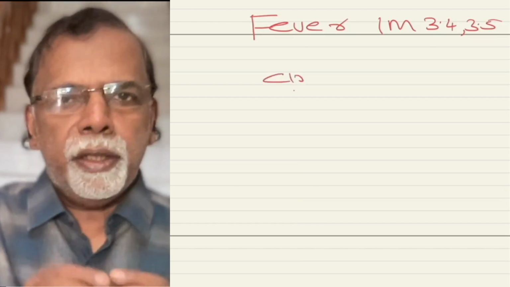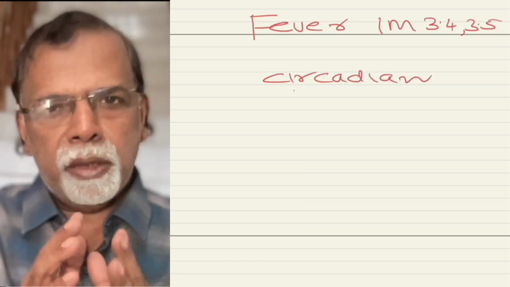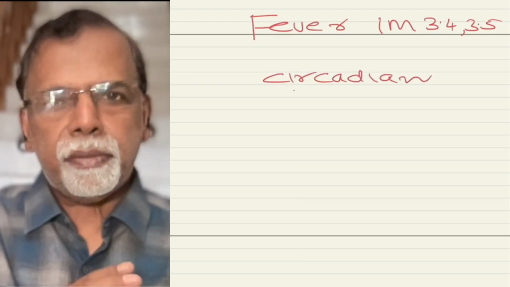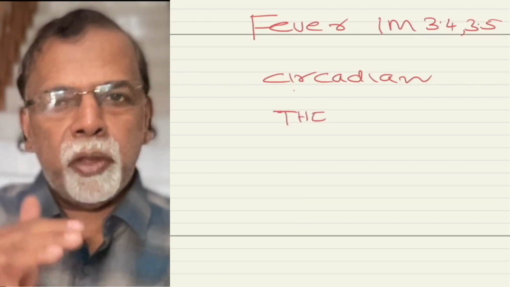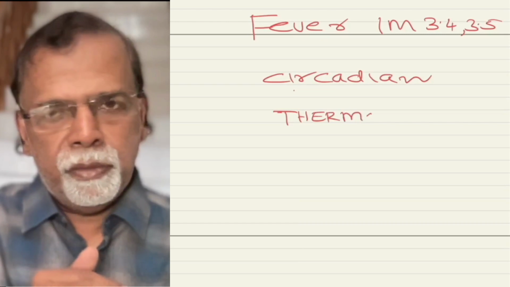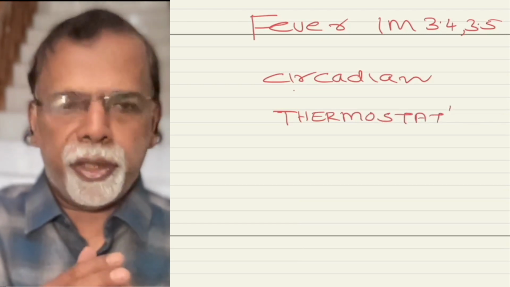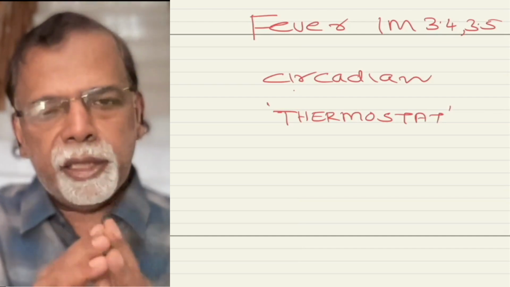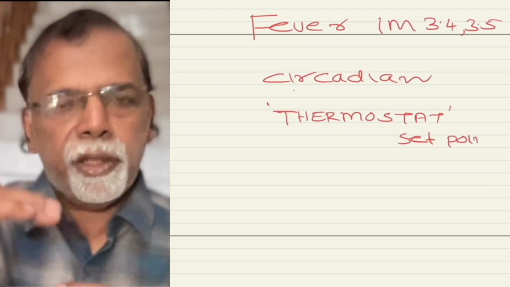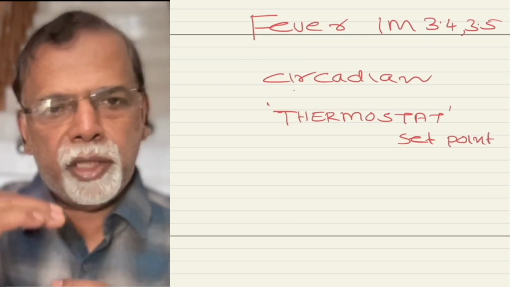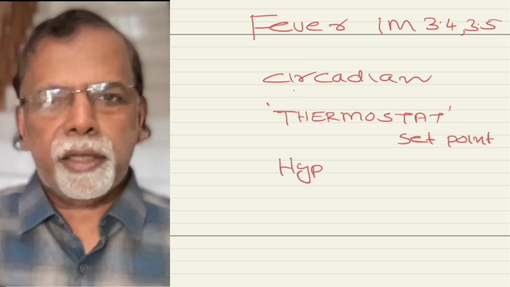Fever is elevation in body temperature above the normal circadian range as a result of the change in the thermoregulatory center, which is located in the hypothalamus and preoptic area. So basically, fever is due to elevation of the set point of the thermostat. So when the thermostat is at a higher level, the body generates heat, and that is fever.